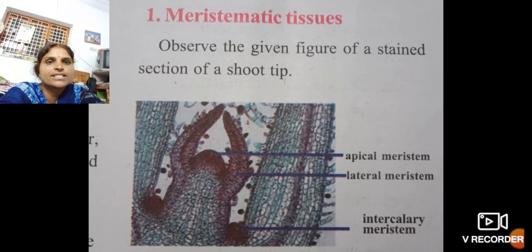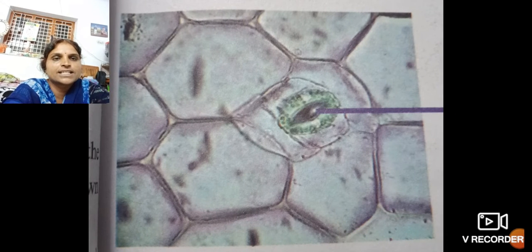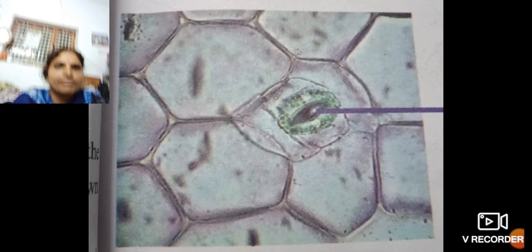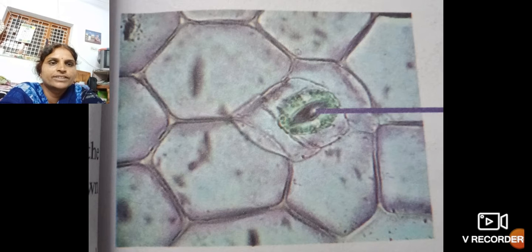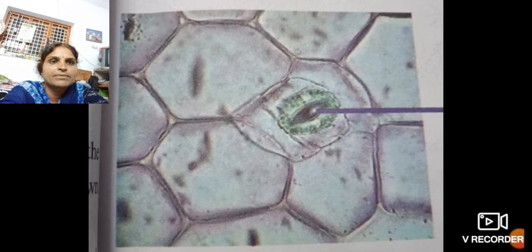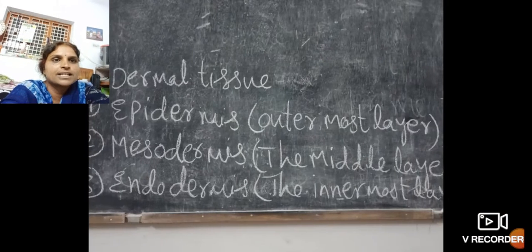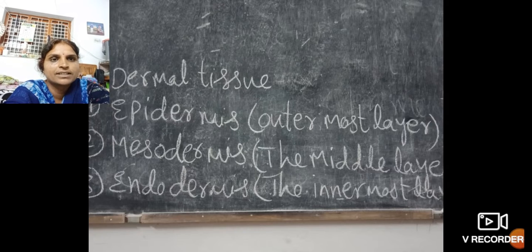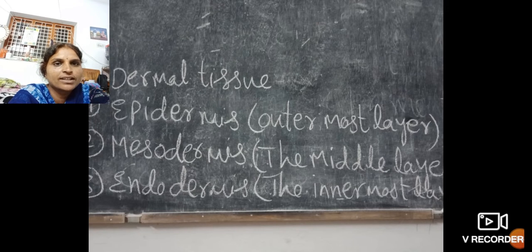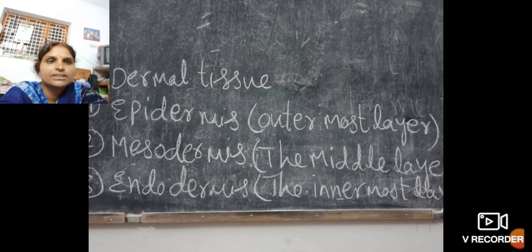Next, the second one is the dermal tissue. You see in this picture, the cells are present. Dermal tissue is the outer covering area. The dermal tissue has three parts: epidermis, mesodermis, and endodermis. Epidermis is the outermost layer. Mesodermis is the middle layer. Endodermis is the innermost layer.